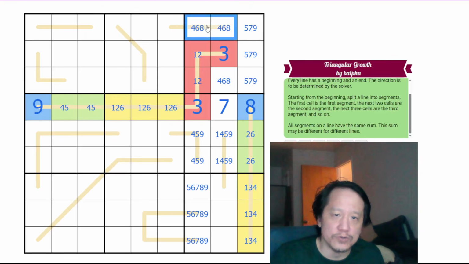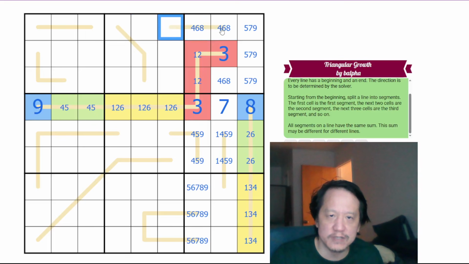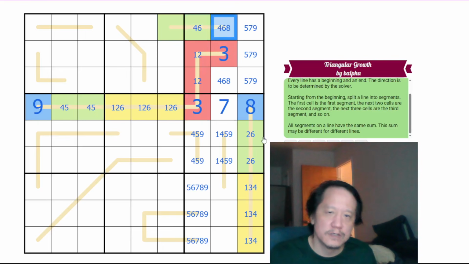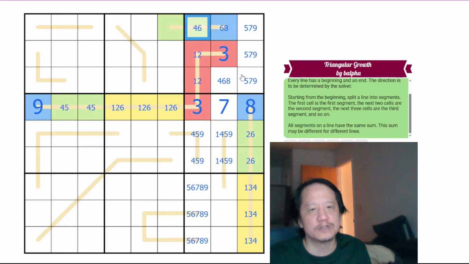Can these two be the digits adding up to a singleton here? The answer is no, because it's 4 and 6 at minimum, which adds up to 10, which is not a single digit. So this must be the start here. So that's blue, and then this is green. So this must be less than this. So this cannot be 4, because that would force that to be 6. It cannot be 8, 4, and 4.